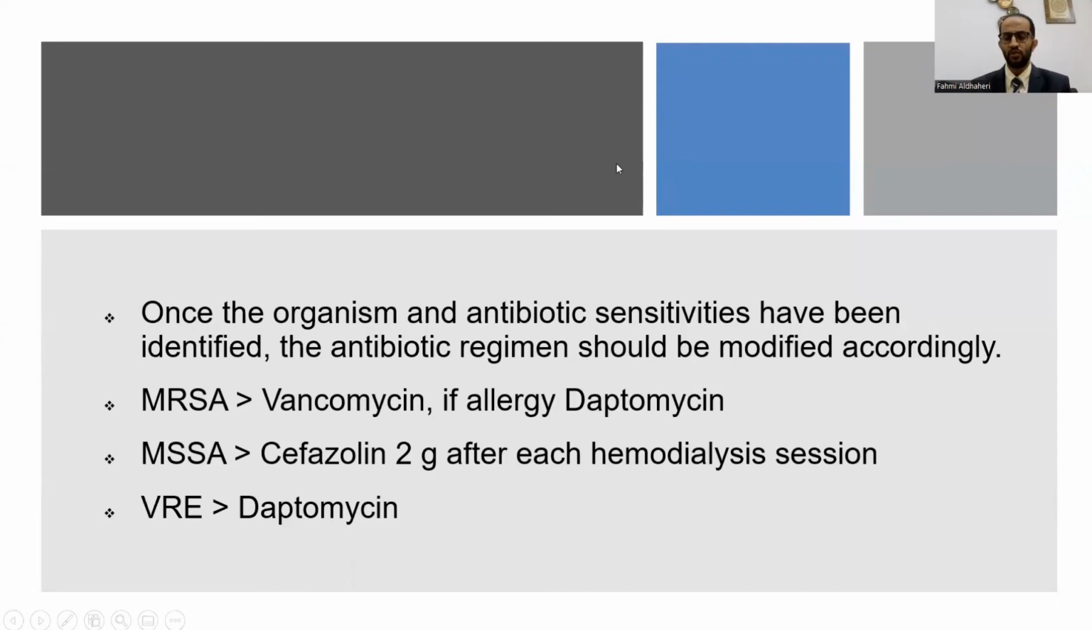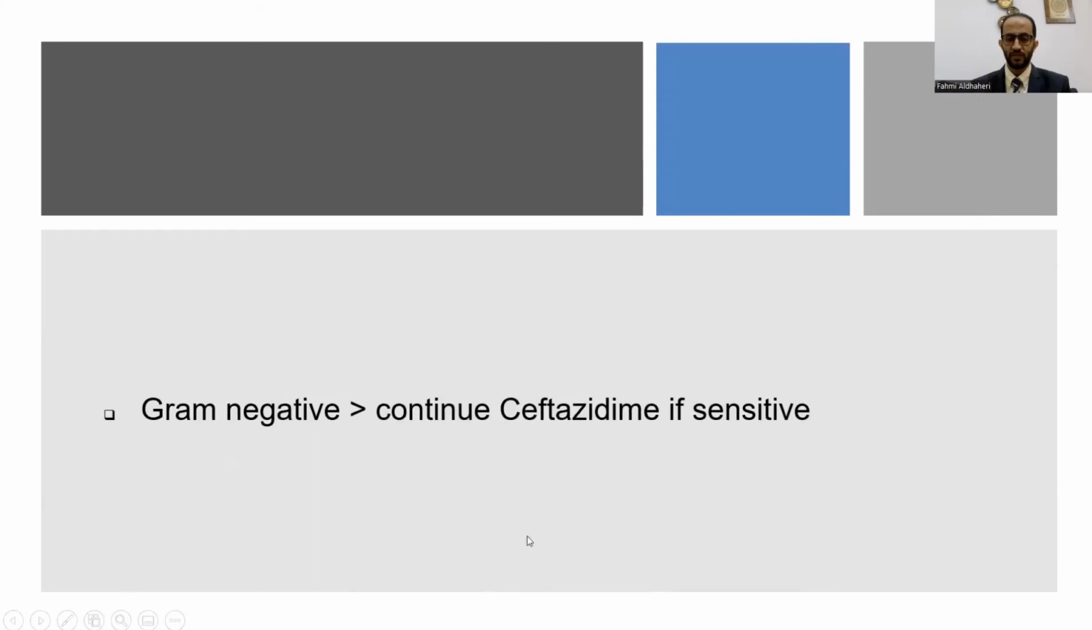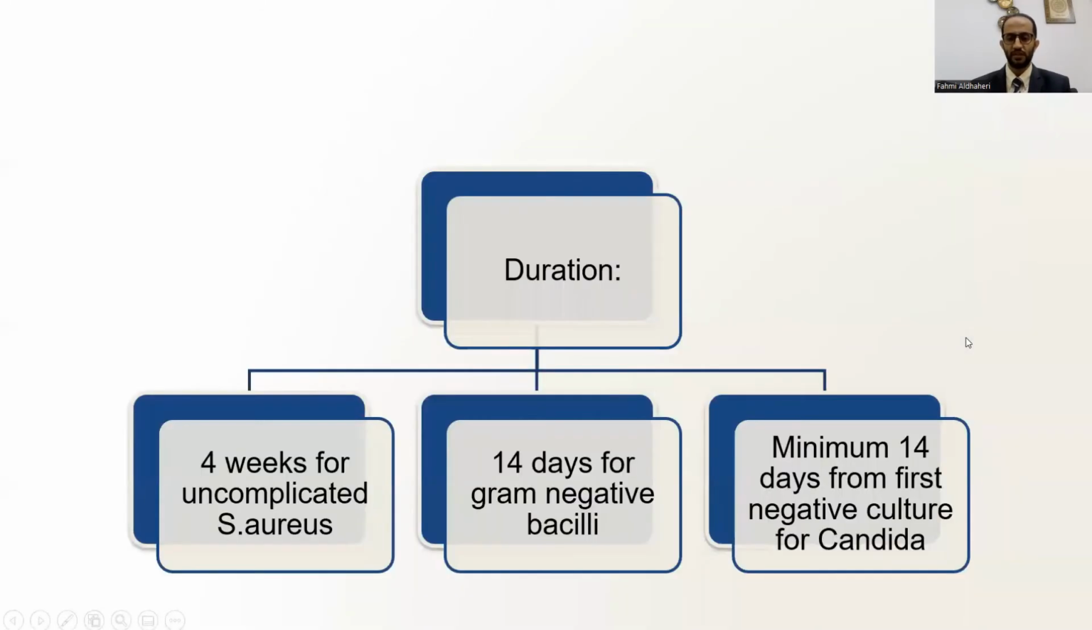After we obtain the result of the blood culture, we should modify the antibiotic according to the organism. If we have MRSA, we keep the patient on vancomycin. If he has an allergy, we change to daptomycin. If the patient has MSSA, we change the antibiotic to cefazolin 2 grams after each dialysis session. Studies showed vancomycin increased the risk of mortality in patients with MSSA compared to cefazolin. If the patient has VRE, vancomycin-resistant enterococci, we change to daptomycin. For gram-negative, we continue ceftazidime if sensitive, or cefepime, piperacillin tazobactam, or carbapenem, meropenem, imipenem, based on the sensitivity of the blood culture.